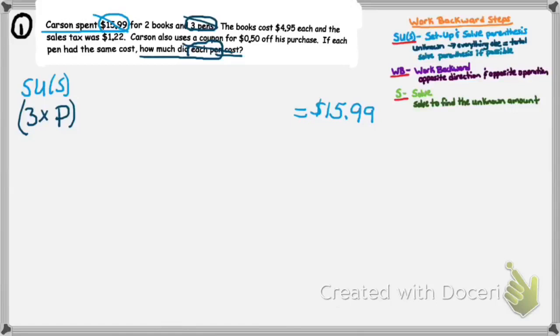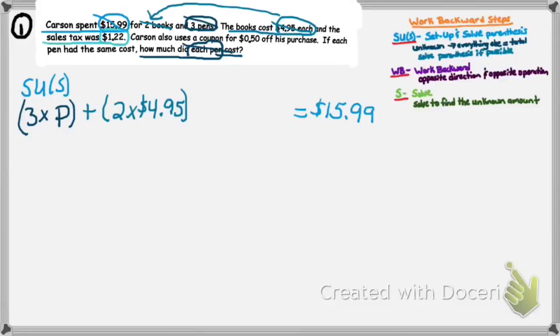Now I can go back and figure out everything else in between that unknown and the total. So if I go back into the problem, I see that books cost $4.95, and I see that he bought 2 books. So he had 3 pens, and, means plus, he had 2 books. Put parentheses 2 times, and they were $4.95 each. Let's cross out the $4.95 and the 2 books since I used that. What else do I know? Well, it says the sales tax was $1.22.